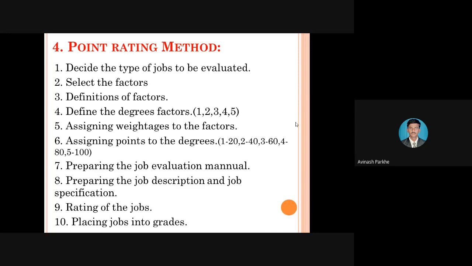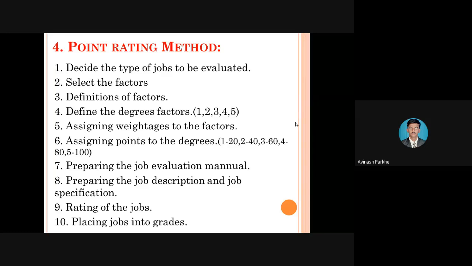Then define the factors. Whatever factors we have selected, we have to define them, for which purpose I have taken that particular factor. Sometimes we take a factor, but that factor is not useful during the job evaluation. If there is no use, there is no need to take that factor into consideration. Only those factors which are required during the job evaluation will be taken into consideration. Therefore, define the factors.